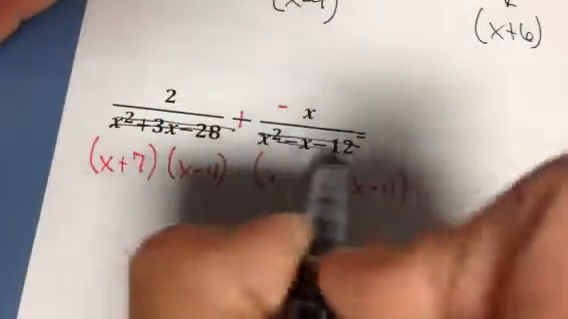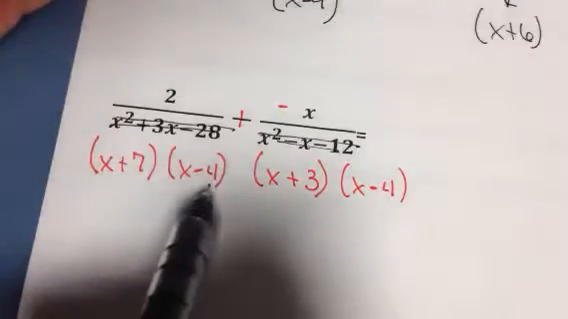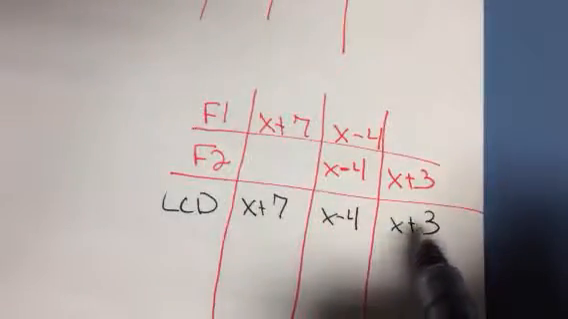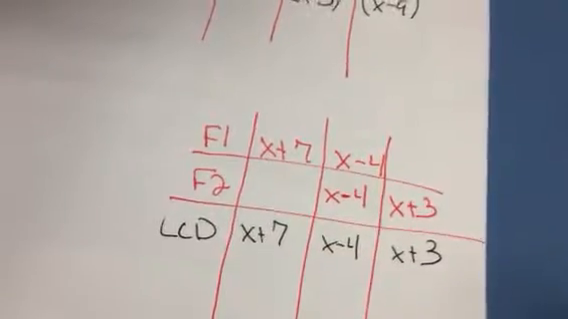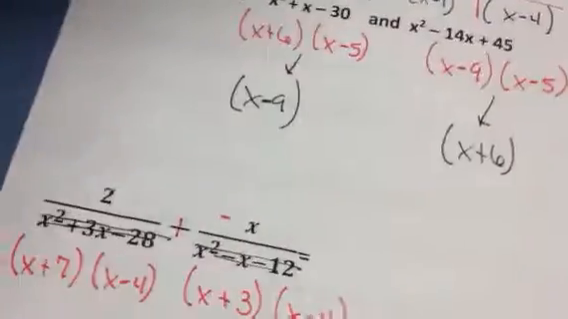So what I'm going to do is come back over here. I don't need these old denominators. I've got their factored versions. And this has an x plus 7 and x minus 4. What it still needs is an x plus 3. So what I'm going to do is multiply this fraction, top and bottom, just like we did over here, by x plus 3.